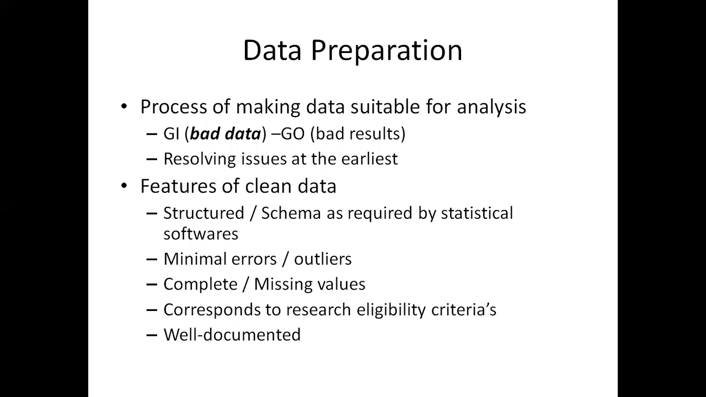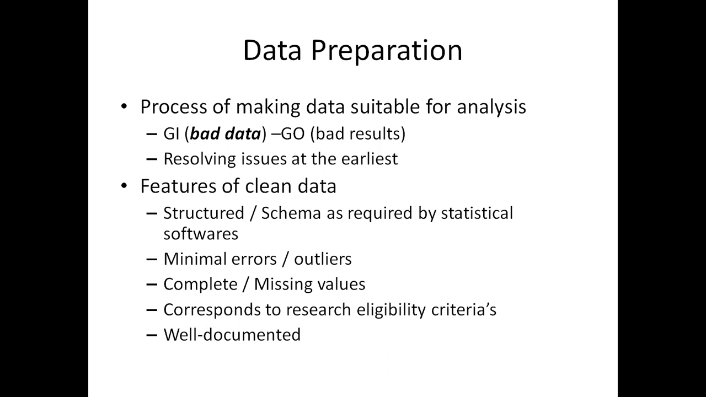That's the first feature. The second one, you would like to have as few errors or outliers as possible, right? That's not just for the statistical analysis, but overall for your research purposes as well. You want to have as reliable or as valid data as possible. The third aspect of clean data is in terms of missing values. You would like to have, for each of the variables in your data set, as complete information as possible. And the fourth part is in terms of the criteria that we use to select your research participants. Sometimes the data may or may not correspond to those criteria.